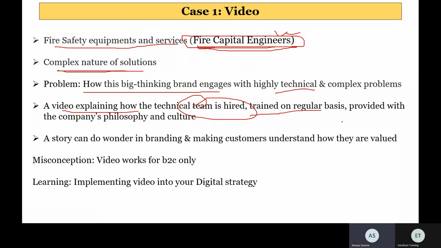Okay. So now the misconception was that video works on B2C only, but it is not true. From this case study, it is clear. Yes, video works for everybody. In fact, to communicate the message of a complex problem, these videos can actually work. So what is the learning? Implement video in your digital strategy.